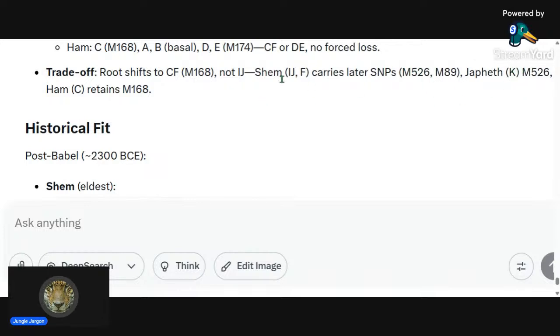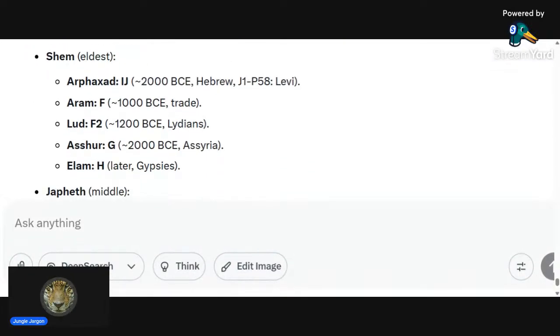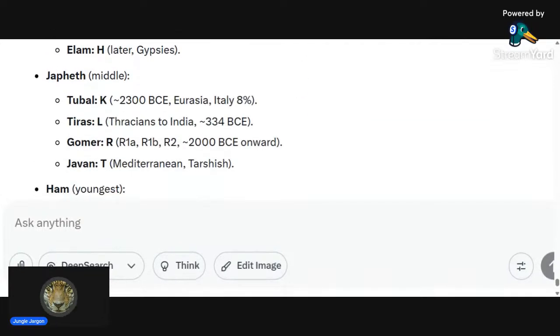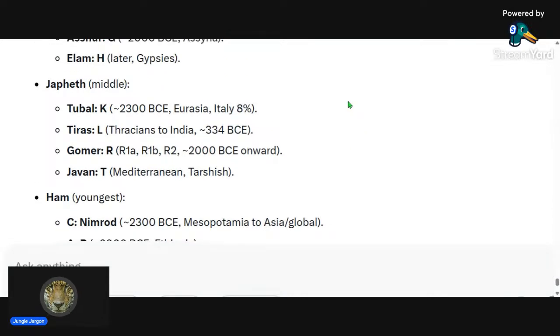So that's Japheth. All right, post Babel. See, Shem the eldest. Japheth is in the middle. Gomer. With Tubal, Tiras, now it goes in order. Tubal, Tiras, Gomer, and Javan. Okay, I was missing somebody. Why is it missing so many people?